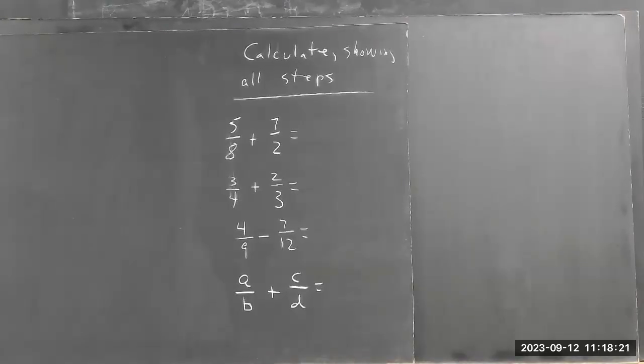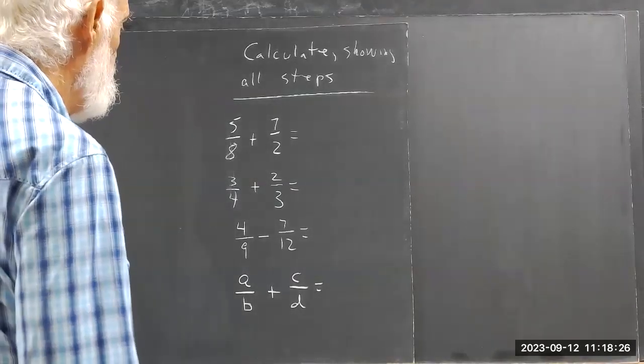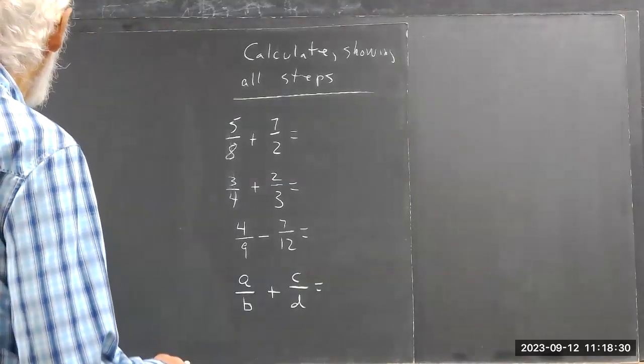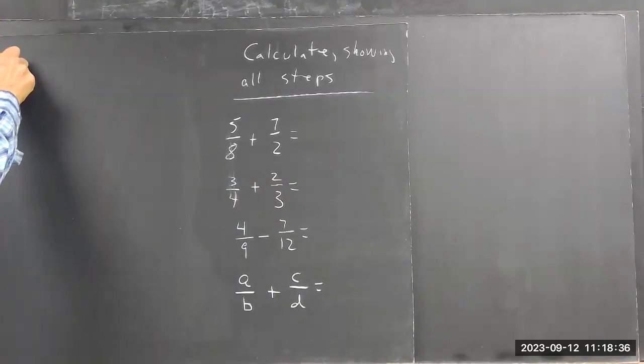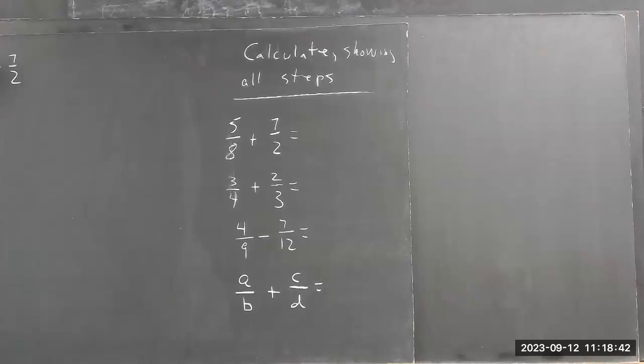Okay, the quiz asks you to do these operations: add these fractions and subtract them. Now, I'm going to do them over here because I want to do these things completely. You've got 5/8 plus 7/2. Your least common denominator is 8.